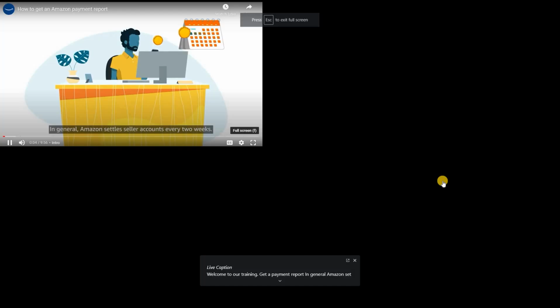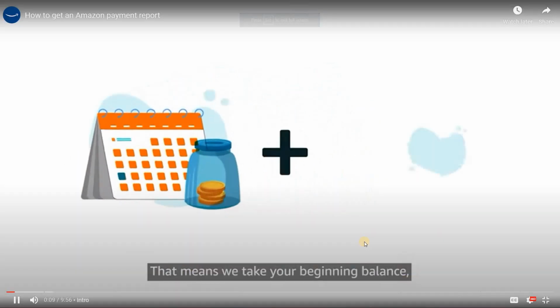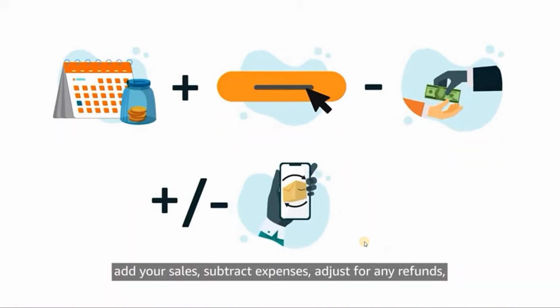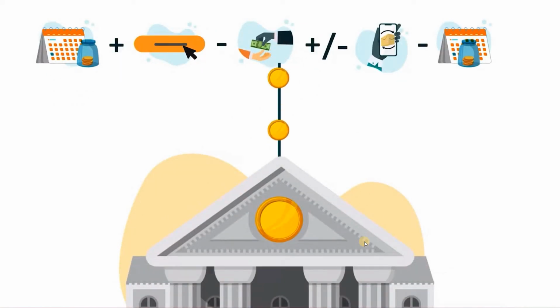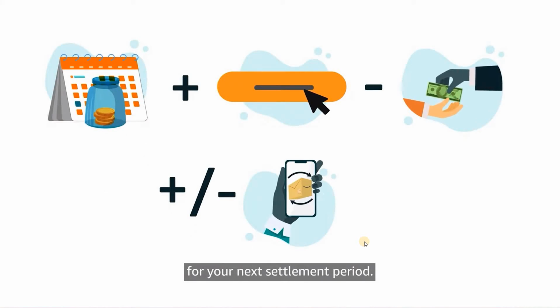Amazon settles seller accounts every 2 weeks. That means we take your beginning balance, add your sales, subtract expenses, adjust for any refunds, and then transfer payment to you after withholding an amount in reserve. That reserved amount becomes the beginning balance for your next settlement period.